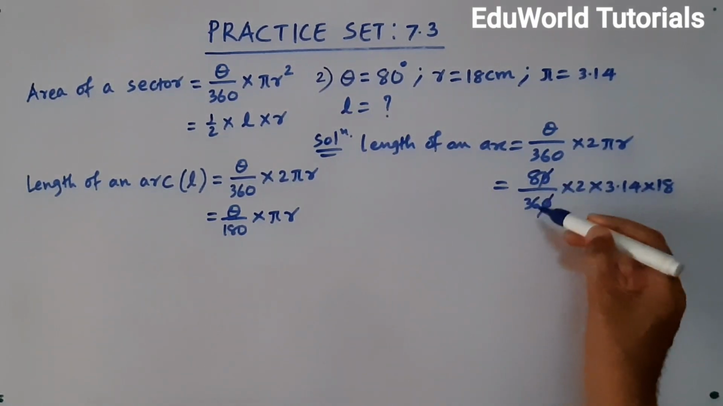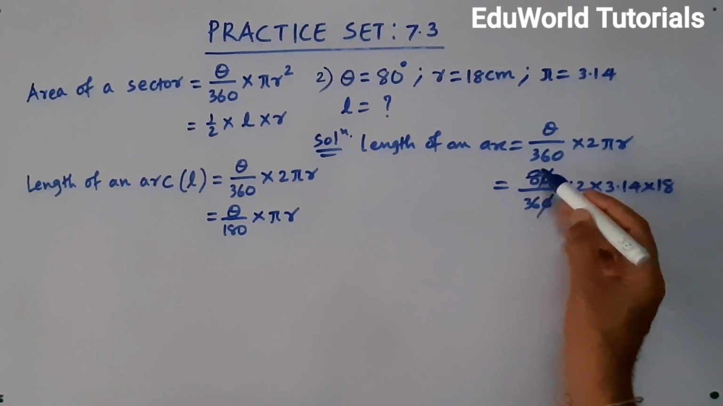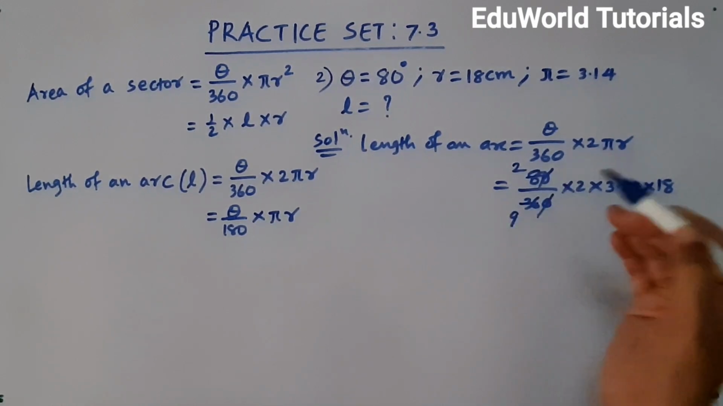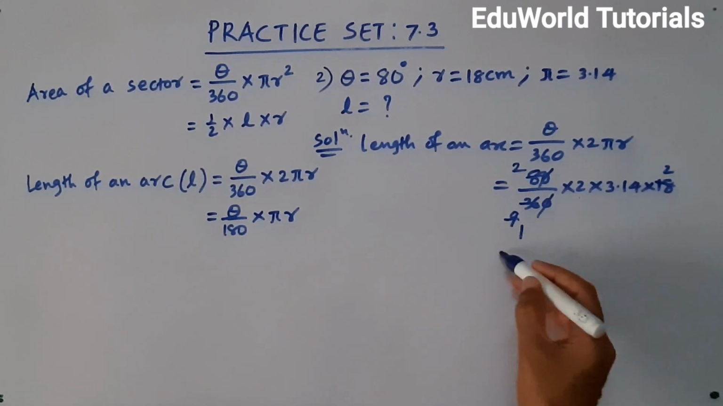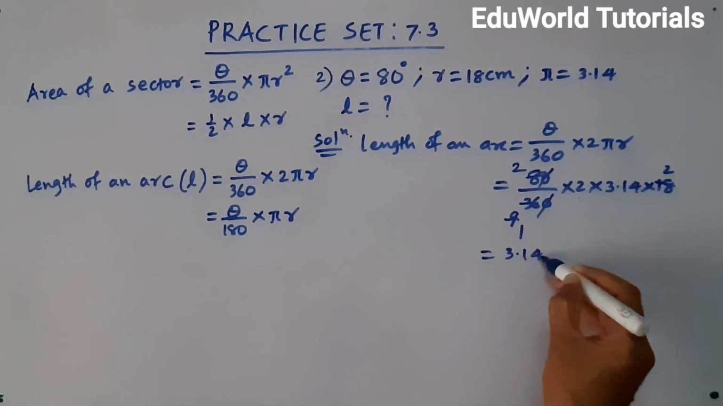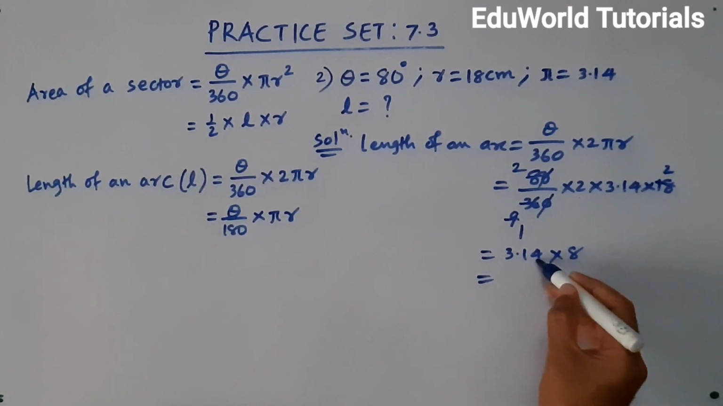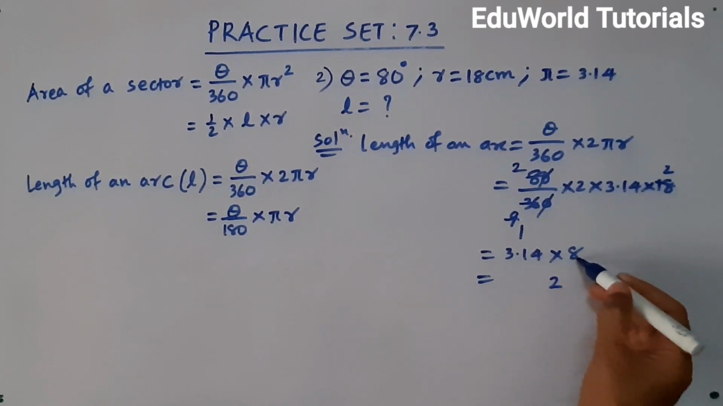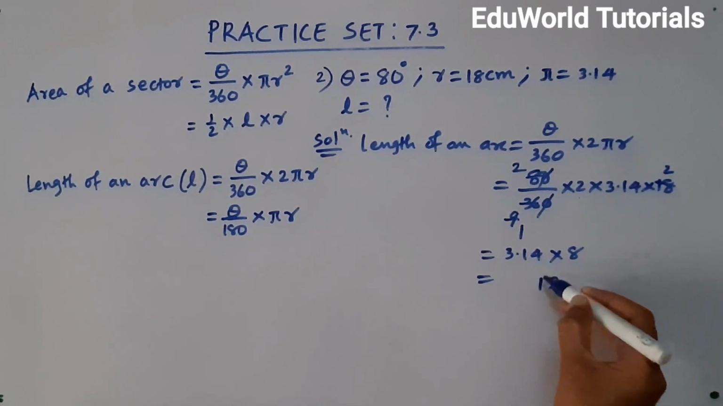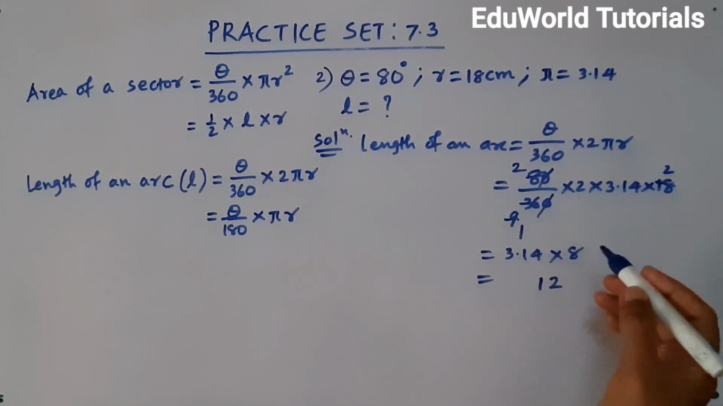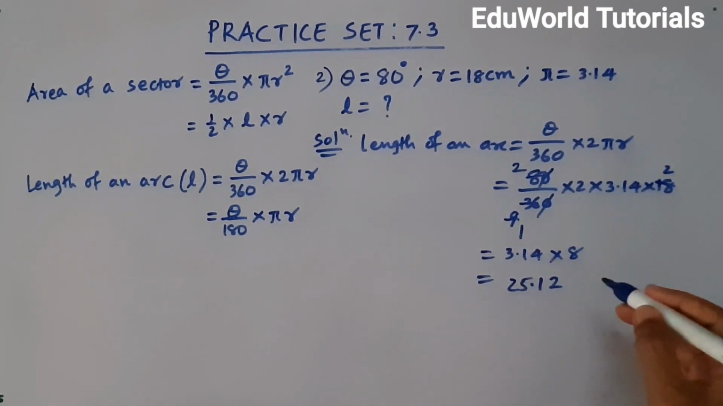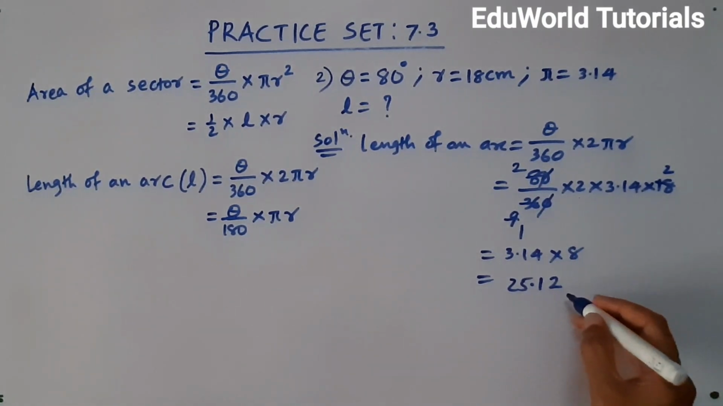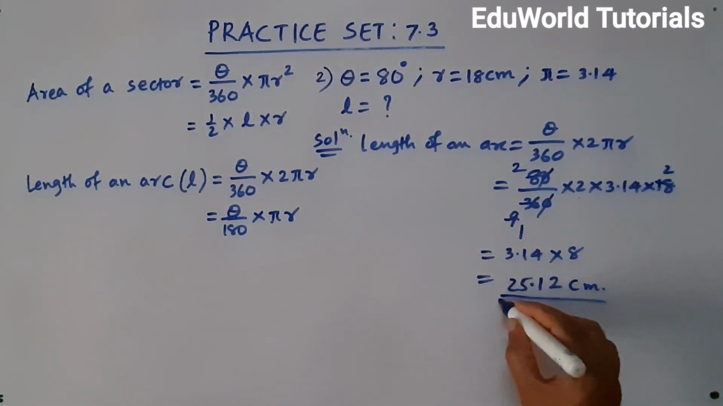We can cut this 0 with this 0. Recall the table of 4. 4 2s are 8, 4 9s are 36. Now we can see that 9 1s are 9, 9 2s are 18, 2 2s are 4, 4 2s are 8. So we have to simply multiply 3.14 with 8. Orally you can do. How to do? 8 4s are 32, so we write 2, 3 carried, 8 1s are 8 and 3, 11, 1 carried, and 8 3s are 24 and 1, 25. So after 2 decimal places we have to put the decimal point. 25.12 centimeter, because it is the length of the arc.